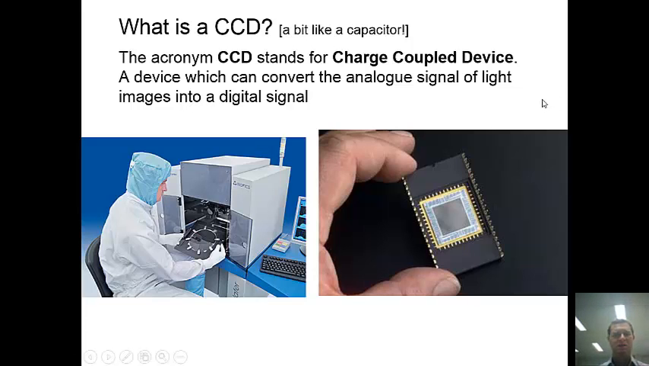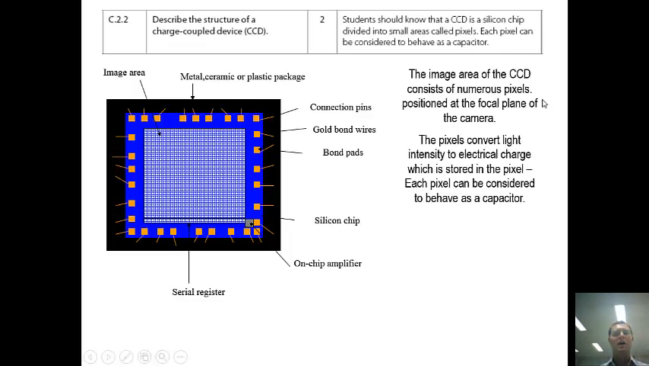So how it works is, first of all, we have set up our CCD, and it can be placed into a camera or a camera-like object, and on the focal plane of the camera we place this silicon chip. Now what happens, pixels, and the pixels are each of the little sections on this silicon chip, are each able to convert light intensity into electrical charge, which is stored on the pixel. So there's charge being stored on the pixel, very similar to the behavior of a capacitor, and that means that we can work out what the image is by processing this information. So let's look at this in a little bit more detail.